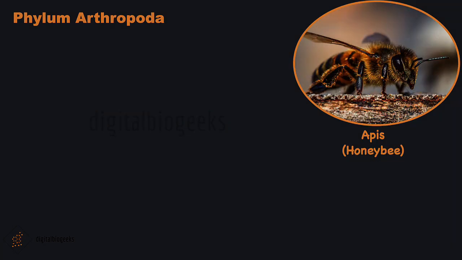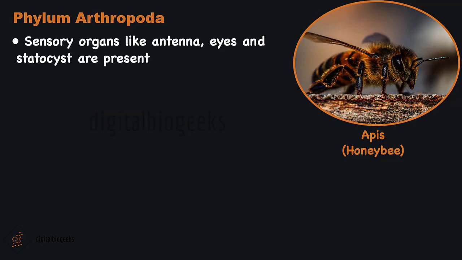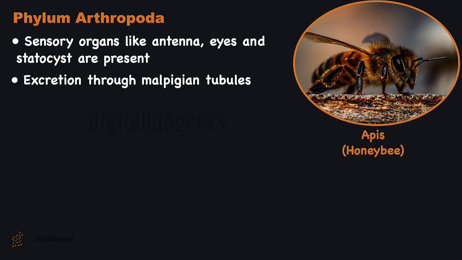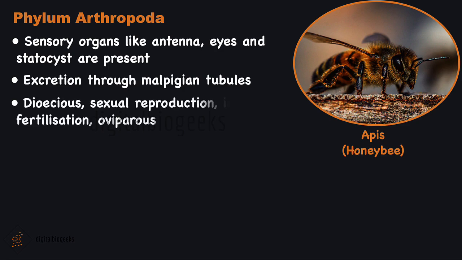Sensory organs like antennae, eyes and statocysts are present. Statocyst helps to balance the body. Excretion takes place through Malpighian tubules. They are dioecious, meaning males and females are separate. Reproduction is sexual. Fertilization happens internally.